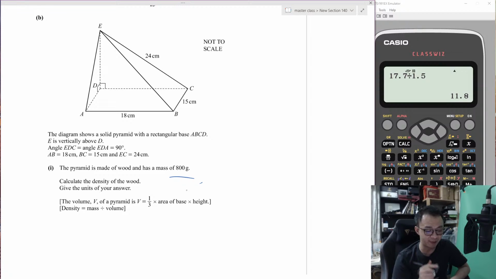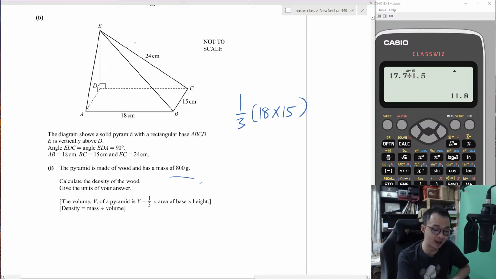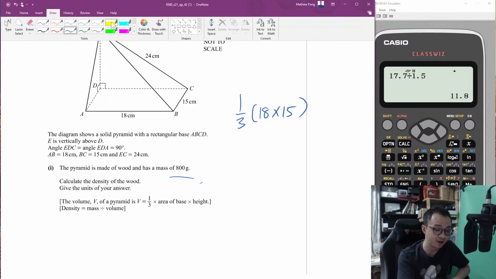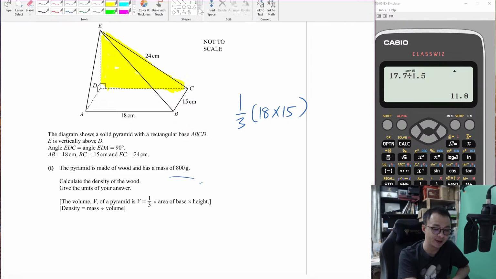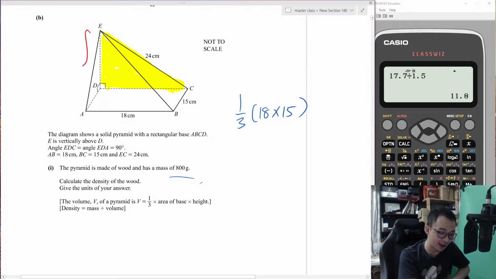Okay, so this is a pyramid. The volume of a pyramid is 1/3 multiplied by the base, multiplied by the height. Alright, I need to solve for the height. So I have a right angle triangle, not sure you can see it or not, which is EDC. From here I will use Pythagoras to find my 90 degree height. This is the height I'm talking about, which is E to D.